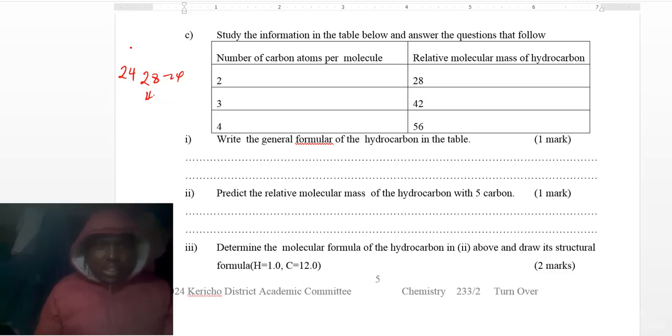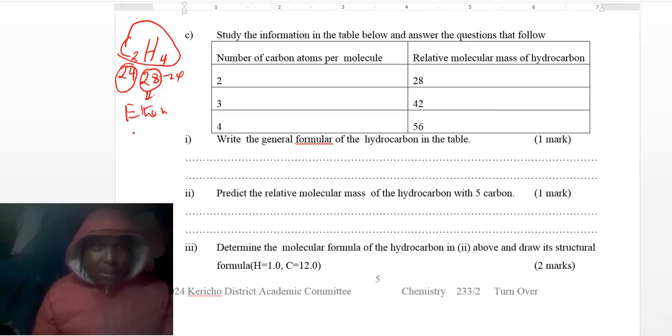So check. If we put C2 here, then H4, that's what we have. Carbon is two, so 12 times 2 is 24. So the mass of carbon alone is 24, but the total mass is 28. So what remains is hydrogen, and it is 4. So which one is this? This one is ethene, which is C double bond C and then H.